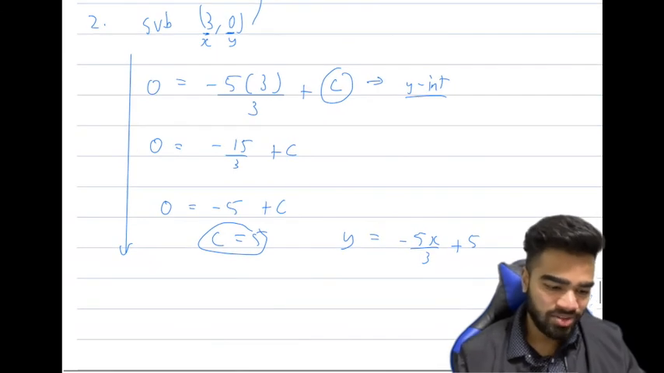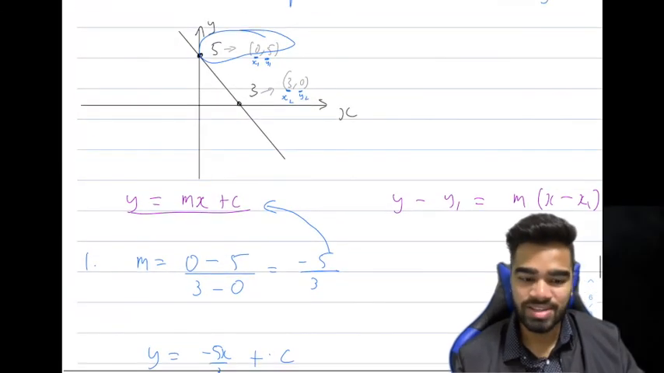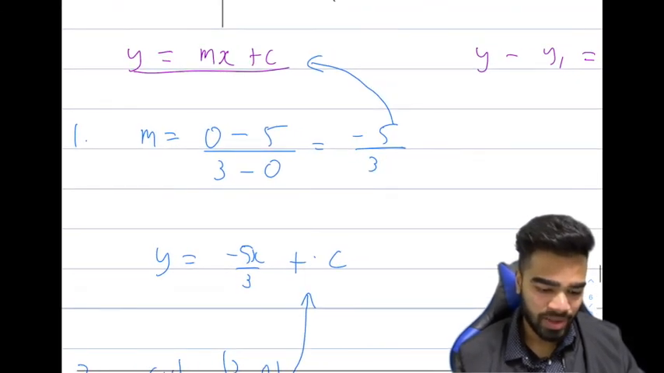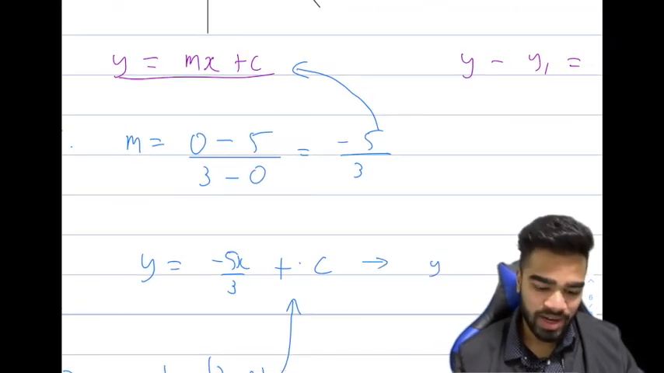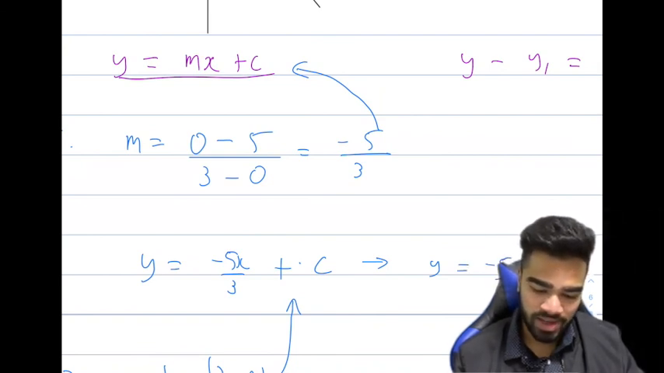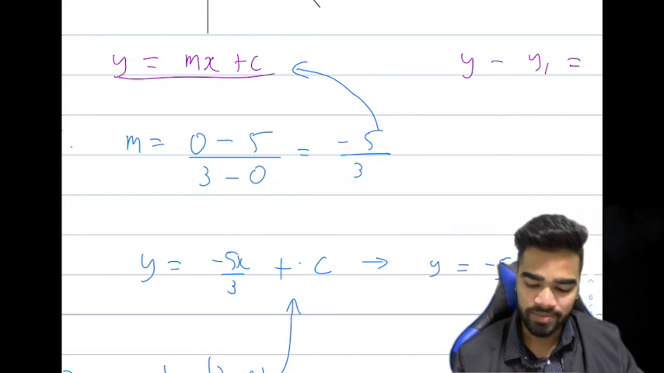So technically, you didn't really even need to do this calculation if you noticed that the question already gave you the y-intercept. From the step when you found the gradient, you can just go, okay, I know my y-intercept is 5. So I'm just going to write it as negative 5x over 3 plus 5. You could have done that.